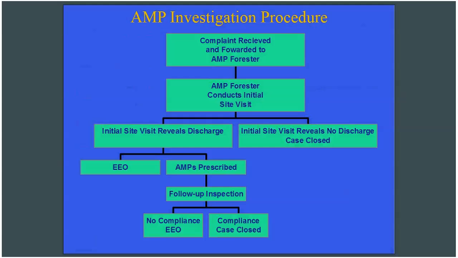The Department of Forests, Parks, and Recreation has 5 different administrative offices scattered across the state. Within each one of these offices, we have an AMP forester, one staff person assigned to work with loggers and landowners to make sure that they're complying with the AMPs and not causing discharges to streams. So generally, a complaint will come into the office, and that AMP forester, whichever district he is in, will respond, try to gather as much information as he can, get the landowner's name, the logger's name, and then conduct an initial site visit.